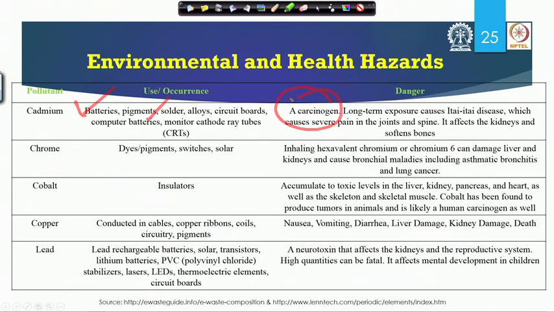Itai-itai disease means our body actually gets confused between cadmium and calcium. All of us have looked at the periodic table at some point in our life. If you remember from the periodic table, cadmium and calcium are very close to each other. So our body gets confused between cadmium and calcium, and it thinks that it is calcium.